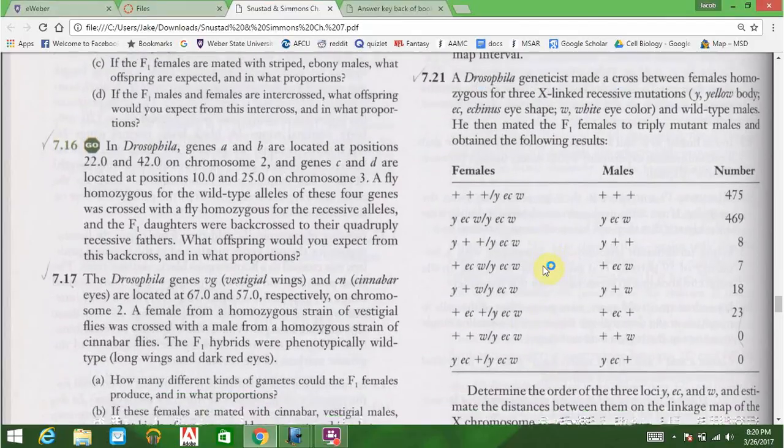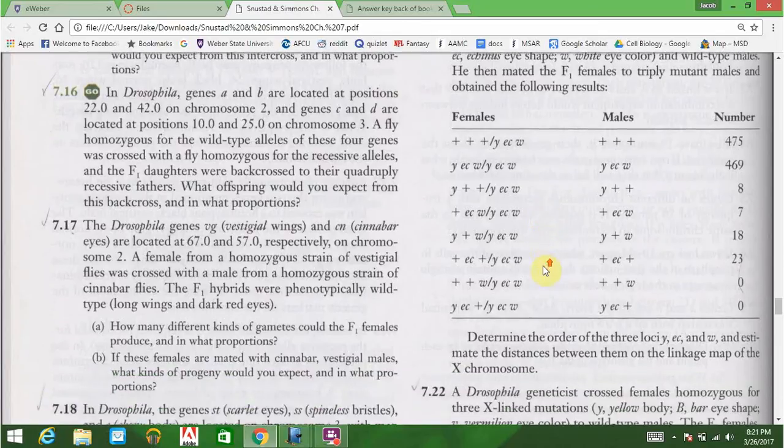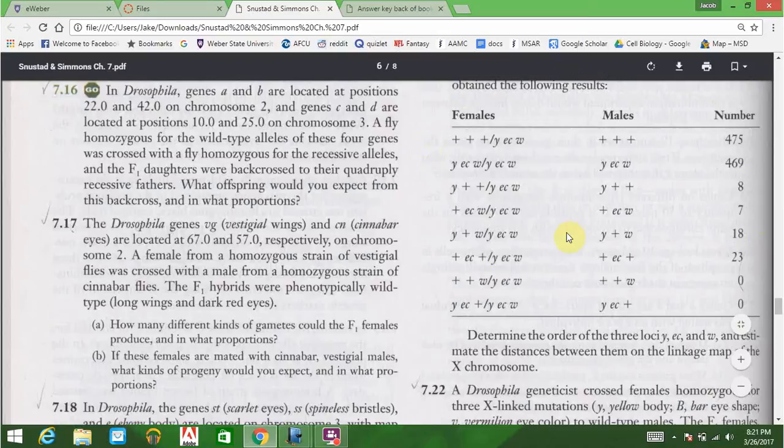Okay, so this is problem 7.21. It says a Drosophila geneticist made a cross between females homozygous for three X-linked recessive mutations: y, yellow body; ec, echinus eye shape; and w, white eye color, and wild type males. They crossed the F1 females to triply mutant males and obtained the following results. So that's going to be your table here.